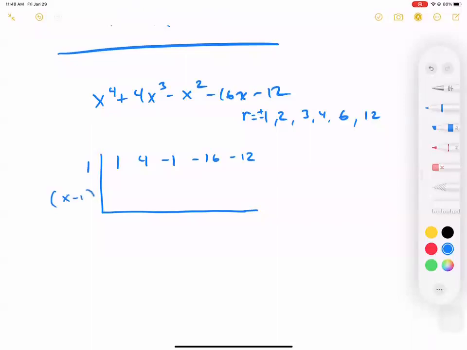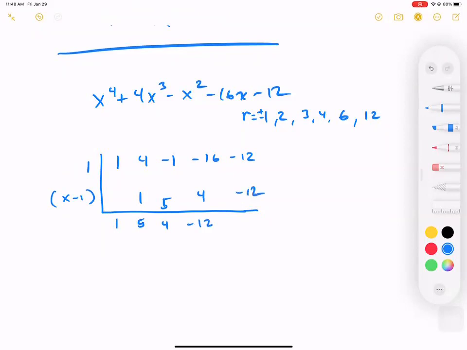X minus 1 is my factor. Double checking, if I use positive 1, the factor would be negative 1. X minus 1. So real quick, 1, 1, 5, 1, 5, 4, 4, negative 12.